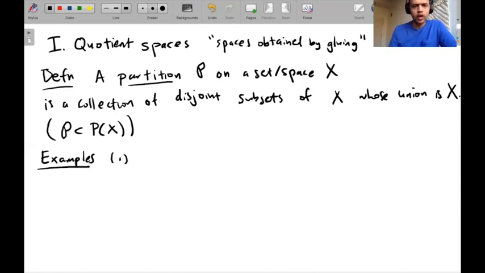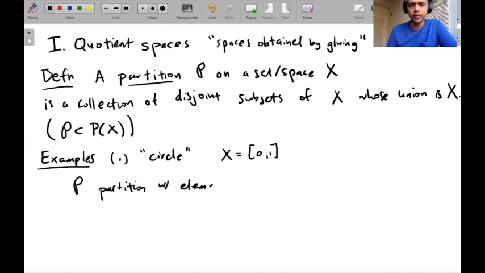Okay, so this first example I'm going to call the circle, for reasons which will become clear eventually. So we'll take X to be the interval [0,1] with the following partition. So P is the partition with elements. These are subsets of X. So there's one element subset for each x in the interval [0,1]. And then there's the subset containing 0 and 1.